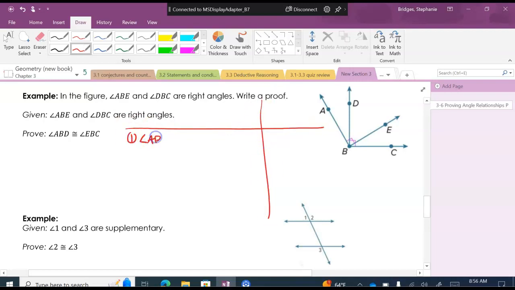Angle ABE and angle DBC are right angles. That's just me trying to abbreviate a little bit because I didn't give myself a lot of space to write on here. Okay, angle ABE and angle DBC are right angles.